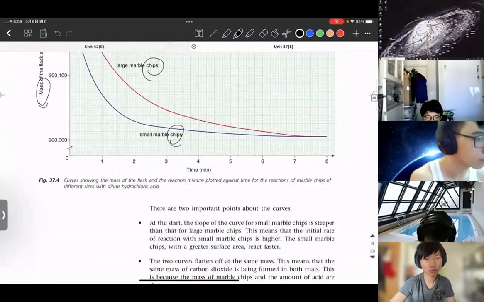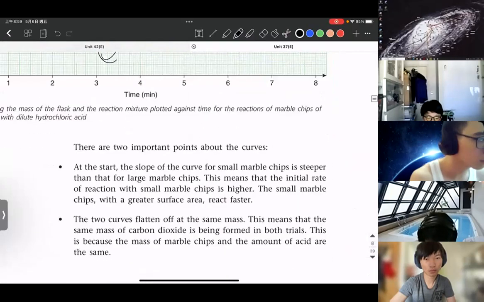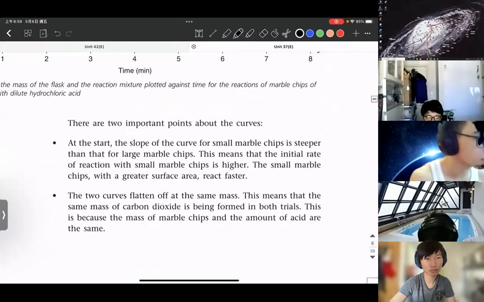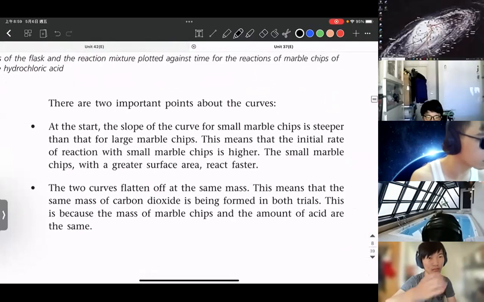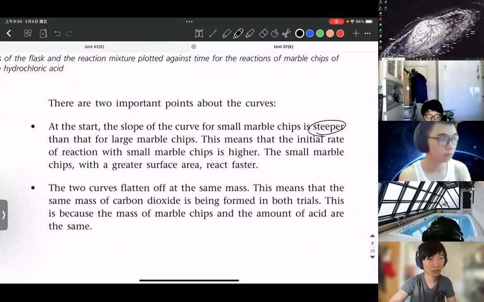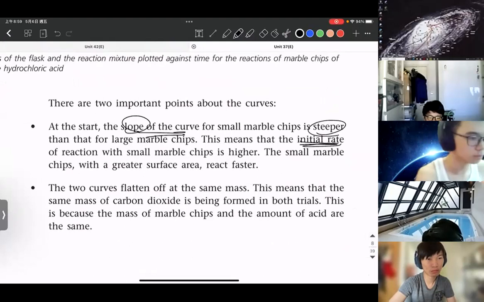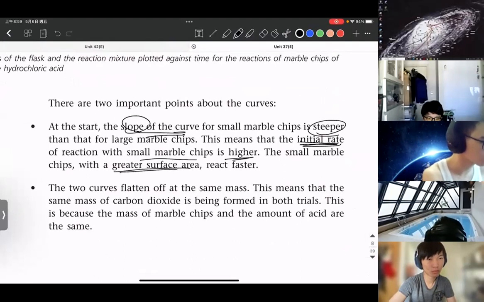So there are two points to note about the curve. Please take a look at those two sentences. At the start, the slope of the curve for small marble chips is steeper than that for the larger chips, which means that the initial rate of the reaction with small marble chips is higher, while the small marble chips with greater surface area react faster. This is the first sentence.